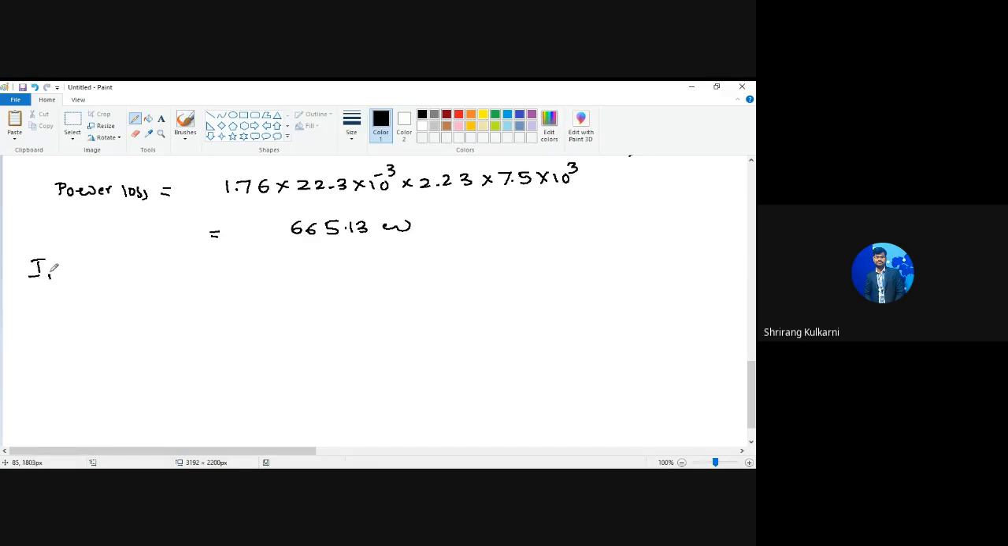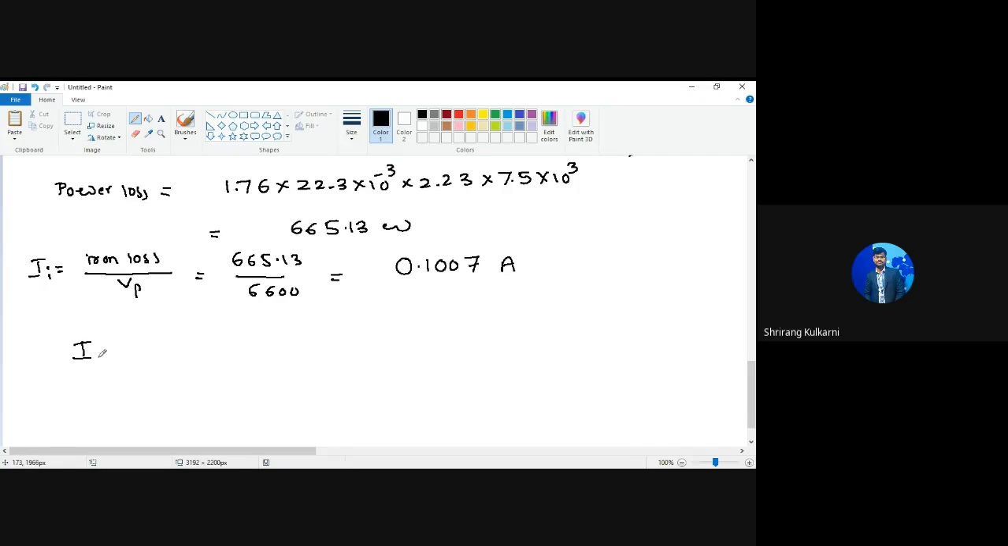So current is equal to what? It is the iron loss divided by Vp. Iron loss is 665.13 divided by 6600. If you calculate, you get 0.1007 ampere. So if you have calculated the Im value, you have calculated the Il value.